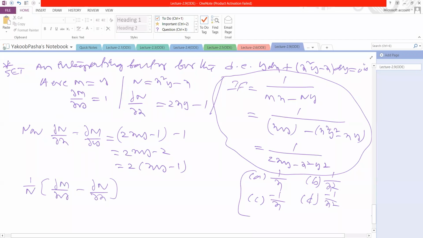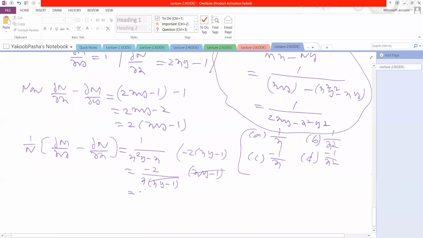dou m by dou y minus dou n by dou x కూడా కన్సిడర్ చేయొచ్చు. This is equal to 1 by n value is x square y minus x. This is x square y minus x అంటే the difference dou m by dou y minus dou n by dou x. దీనికి రివర్స్ అవుతుంది అంటే మైనస్ ఆఫ్ 2 టైమ్స్ ఆఫ్ xy minus 1. ఇక్కడ x కామన్ తీయండి, minus 2 ఉంటుంది న్యూమరేటర్ లో. x కామన్ తీస్తే xy minus 1 ఉంటుంది. Here xy minus 1, xy minus 1 will be cancelled. So we get minus 2 by x. It is a function of x.